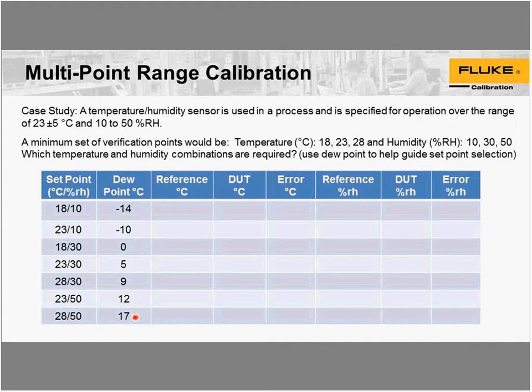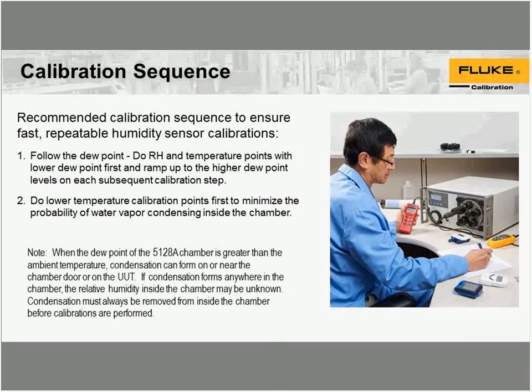Same concept with dew point. We also found good success, if you're calibrating sensors, with starting at the low dew point and working your way up to higher dew points. That way you can control situations where you may be approaching a condensation point. And you don't have to follow the dew point. It's just a suggestion to create an order sequence.